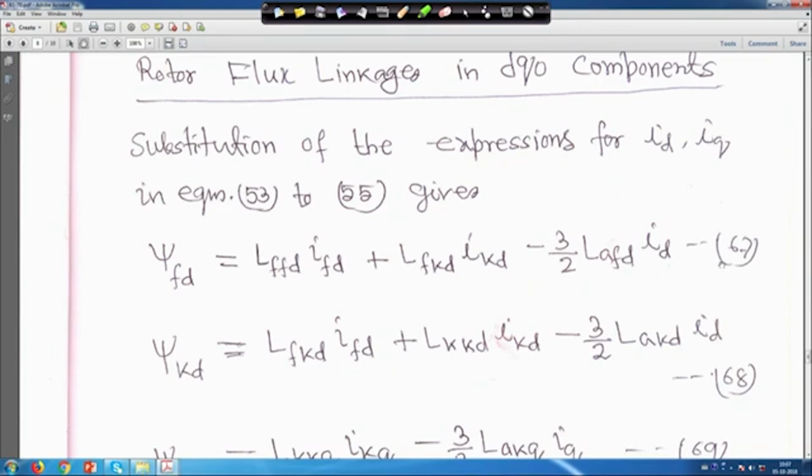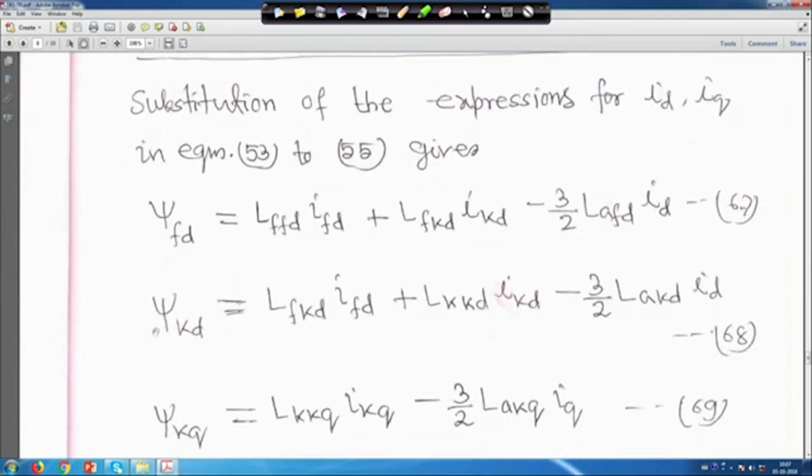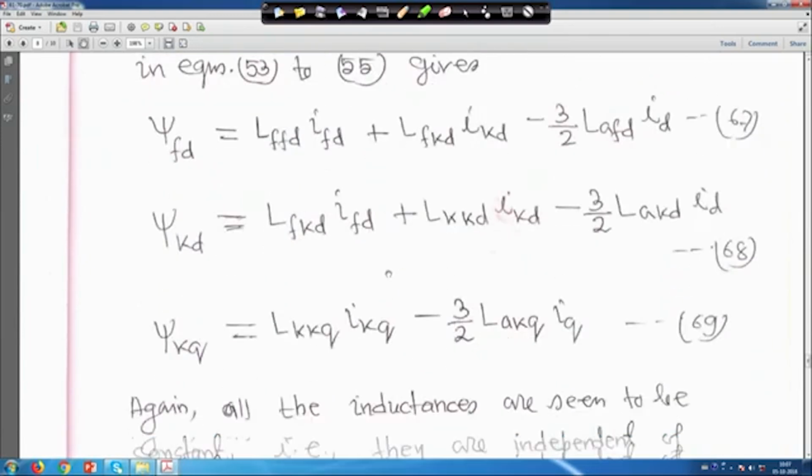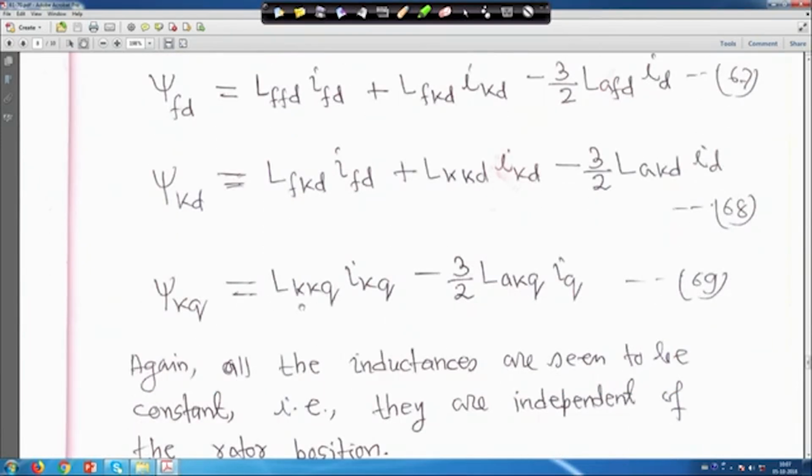This is equation 67. Similarly, psi KD will be LFKD IFD plus LKKD IKD minus 3 by 2 LAKD ID. This is equation 68. And similarly, psi KQ will become LKKQ IKQ minus 3 by 2 LAKQ IQ, equation 69.